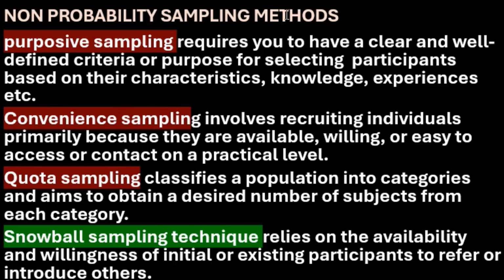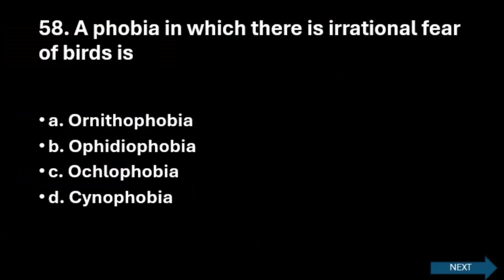Next question. A phobia in which there is irrational fear of birds is option A ornithophobia, option B ophidiophobia, option C oculophobia, and option D cyanophobia. The right answer here is option A ornithophobia.